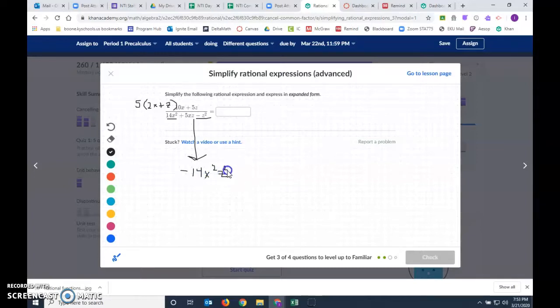Now if you remember, in typical AC method factoring, this number, when we split it into its factors, has to add up to this middle number. That middle number is 5, so the factors that we're going to use are negative 2 and positive 7. And the reason that we're using those is because negative 2 times 7 is negative 14, and negative 2 plus 7 is positive 5.